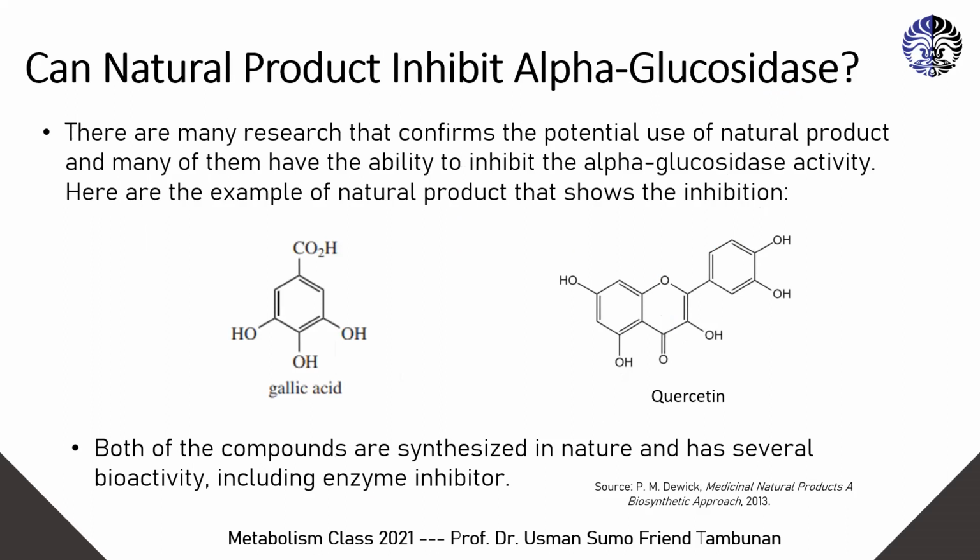So the question is, can natural product inhibit alpha-glucosidase? There is a lot of research that confirms the potential use of natural products, and many of them have the ability to inhibit alpha-glucosidase activity. Here are examples of natural products that show the inhibition. First is gallic acid and quercetin. Both compounds are synthesized in nature and have several bioactivities, including enzyme inhibition.